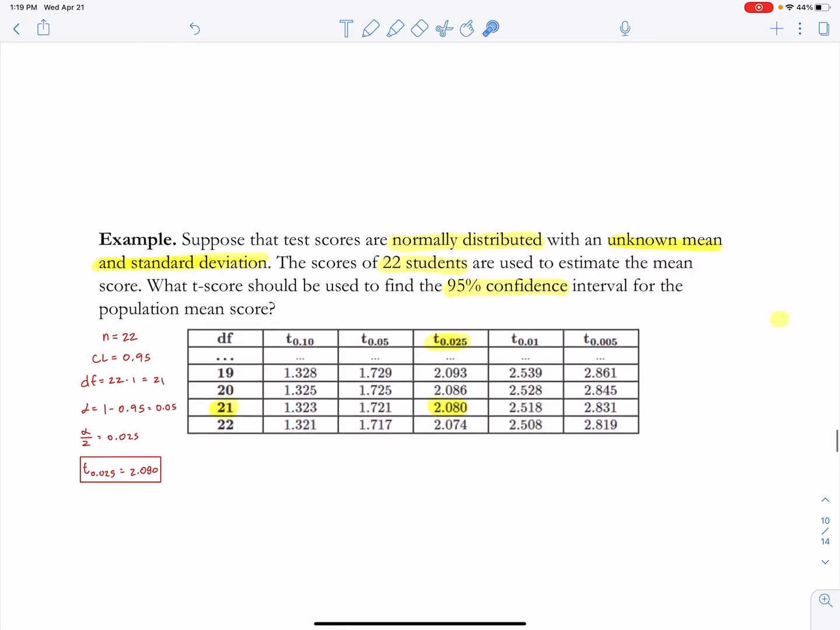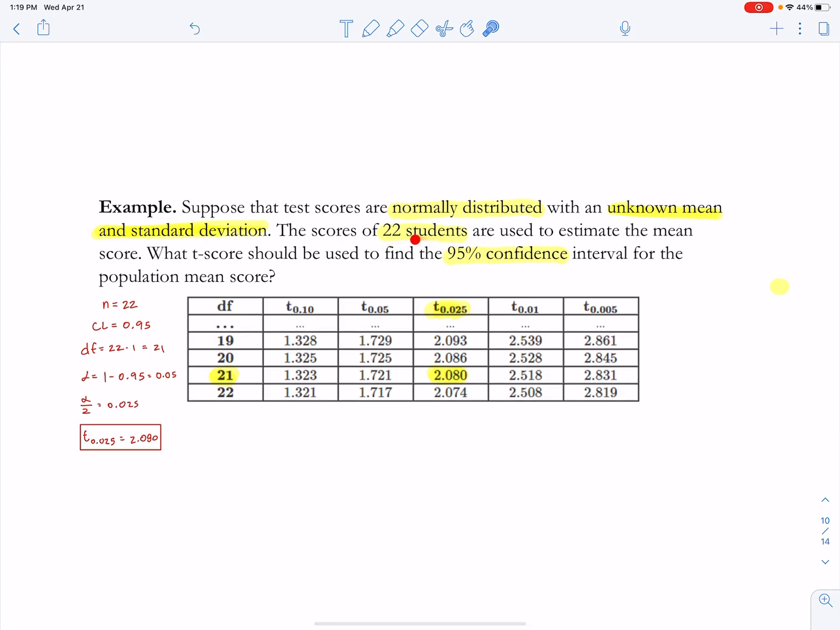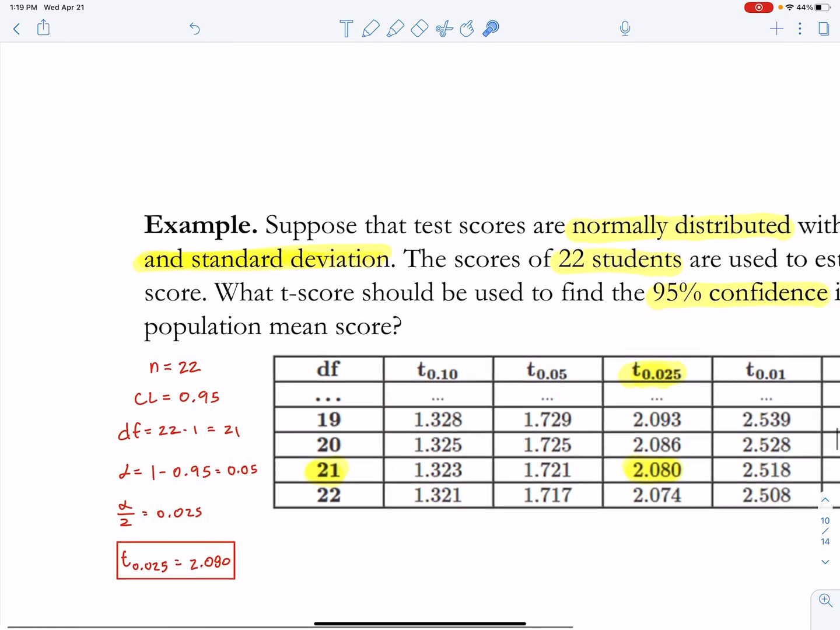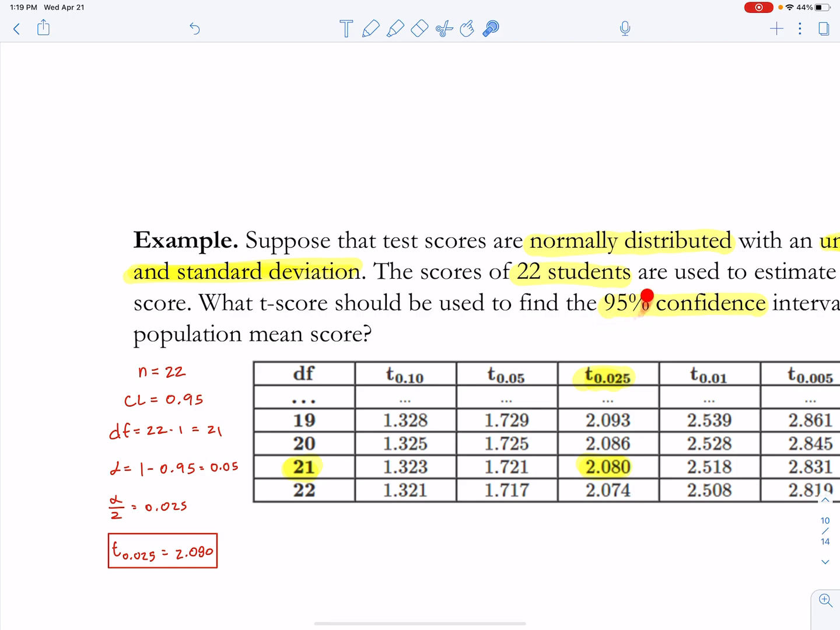So let's go back down. The scores of 22 students are used to estimate the mean score. What t-score, so we have to use the table again, should be used to find the 95% confidence interval for the population mean score? So right off the bat, you need to find your sample. The sample was 22. It gave us our confidence level, 95%, so 0.95.